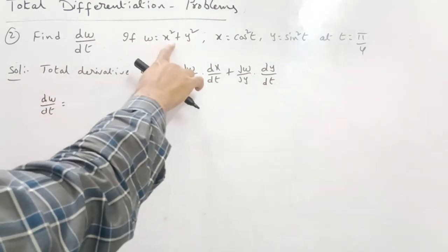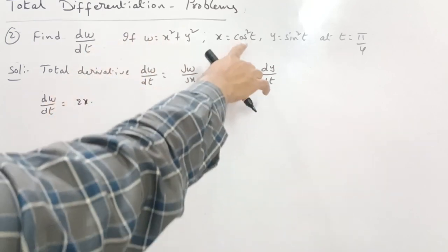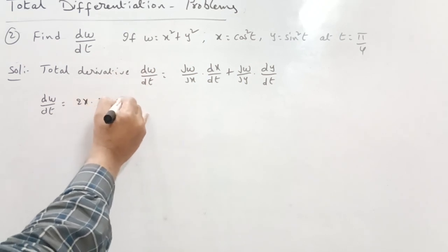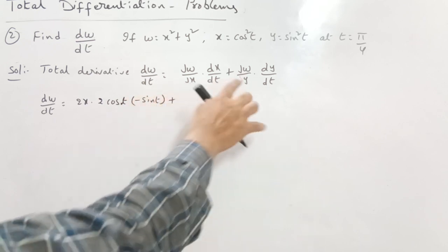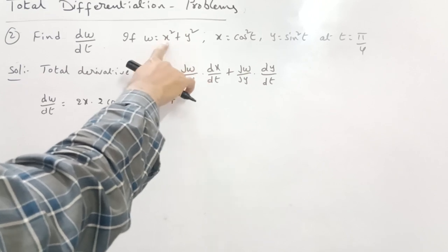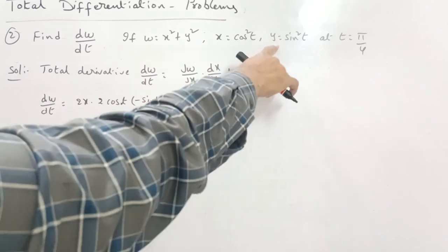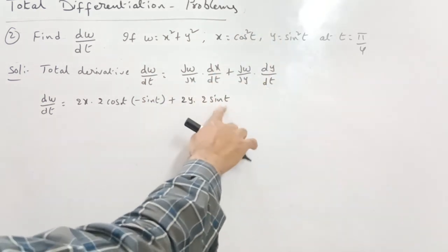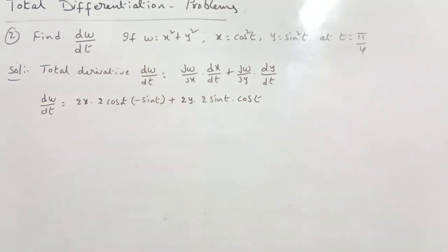You have to differentiate w with respect to x here. You get 2x into dx by dt, differentiation of cos square t. What do you get here? 2 cos t, and again cos t differentiation is minus sin t, plus dou w by dou y. You have to differentiate this part with respect to y. Here there is no y term, 0. So y square gives 2y into dy by dt. Again 2 sin t, sin square t differentiation is 2 sin t, and again sin t differentiation is cos t.